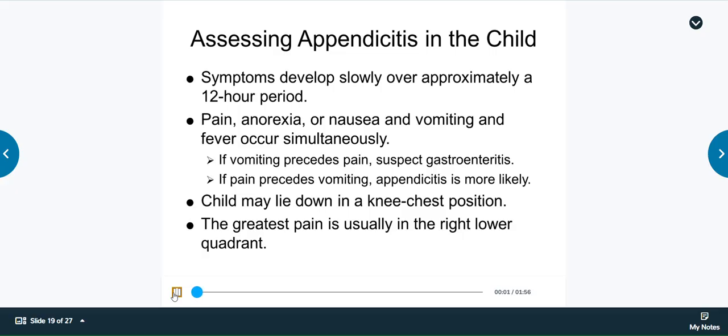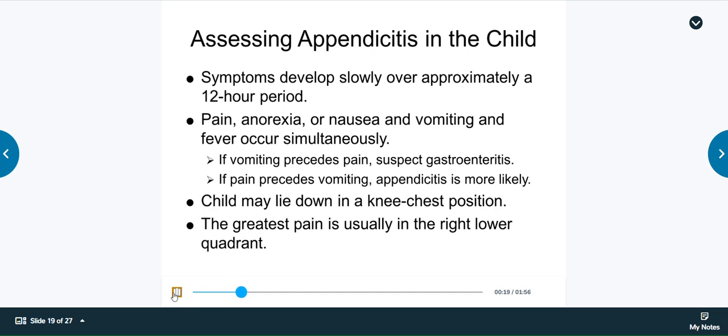All right, next we have appendicitis. So this is going to be inflammation of the appendix. This is the most common emergency surgery you'll see in kids. Causes, it could be infection, impaction, maybe there's a foreign body or a parasite, and a lot of times we just don't really know what the cause is.